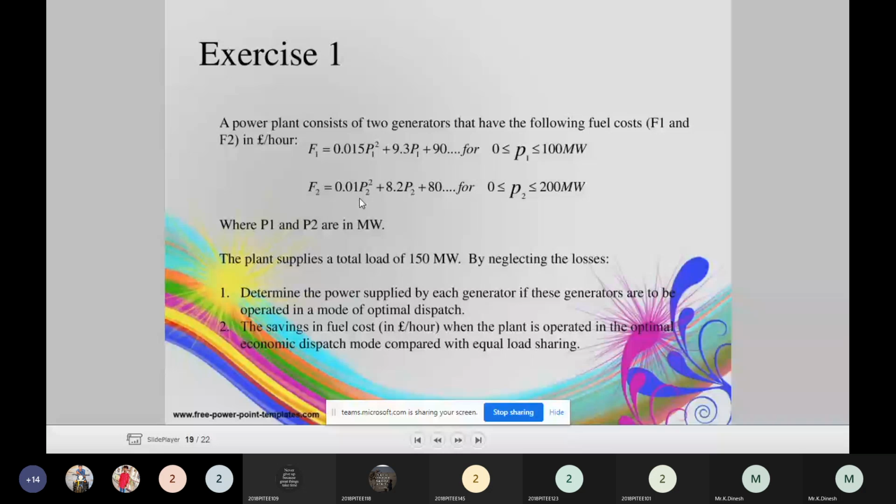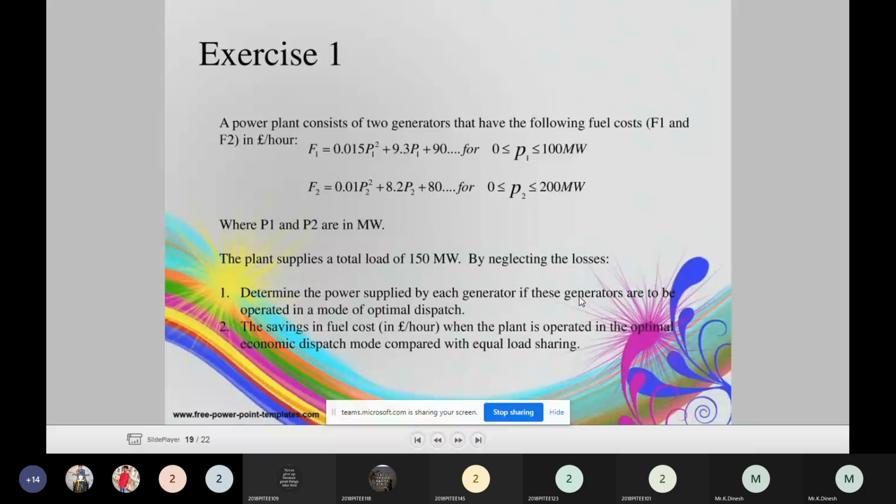The power plant supplies a total load, neglecting the losses. We have the fuel costs F1 and F2 given in terms of P1 and P2 in megawatts. So the total is given: P1 plus P2 is 150. You have to neglect the losses, and in that case, determine the power supplied by each generator.